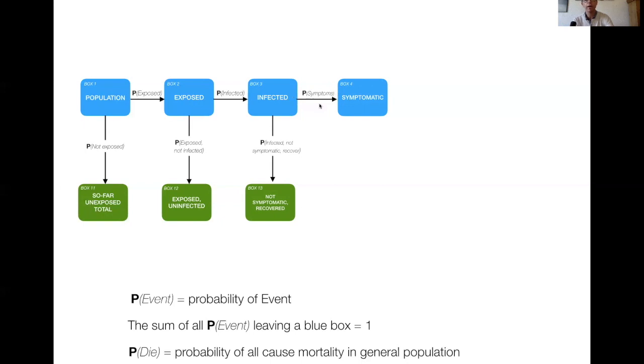Box 4 is where you're going if you're symptomatic. Box 13 is where you go if you're not symptomatic. And again, we've got two attached probabilities, and because it's exclusive, you're either symptomatic or you're not, the sum of the two probabilities must again be 1.